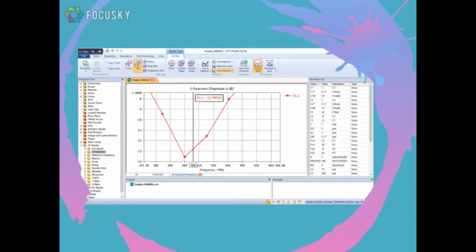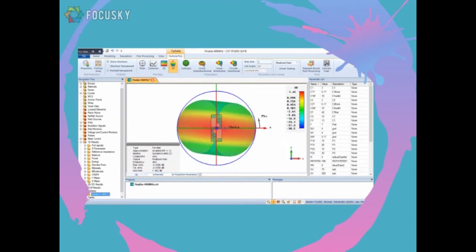Another parameter to look at in this simulation is the antenna far field gain. Here, the maximum gain for this antenna is 1.45 dB and it has a total efficiency of -0.5 dB.